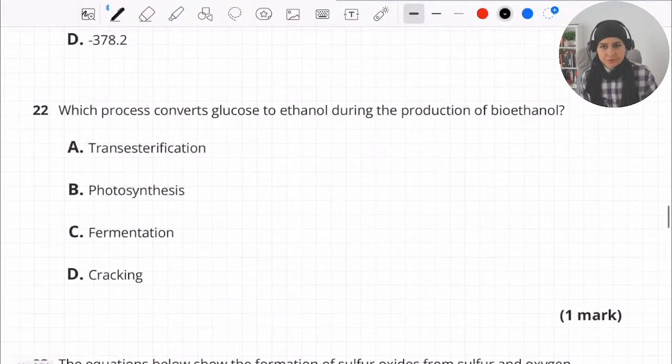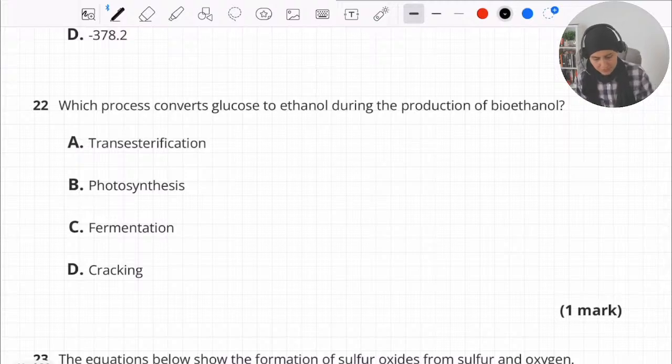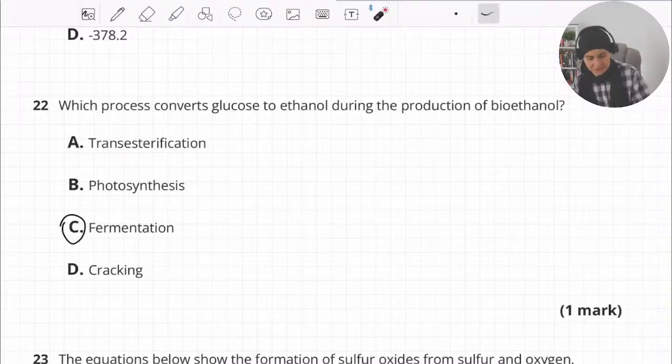Which process converts glucose to ethanol during the production of bioethanol? Factual knowledge, bioethanol is just normal ethanol but produced using yeasts, right, from glucose. So that is fermentation. Transesterification, it's when you have triacylglycerides and you substitute glycerol with methanol, for example. Photosynthesis, well, you all know what it is. That's when plants consume CO2 and release oxygen and synthesize glucose in the process. Cracking, it's splitting long chain alkanes into shorter alkanes and alkenes or hydrogen.